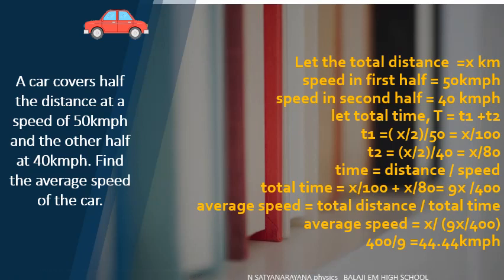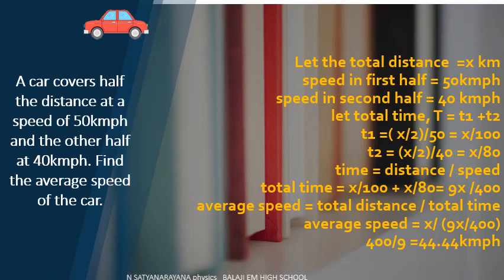Then for the total time, you have to add those two fractions using the LCM. The denominators are 100 and 80, and the LCM is 400. By doing the LCM, a mathematical method, and simplifying, what you will get is 9x by 400.